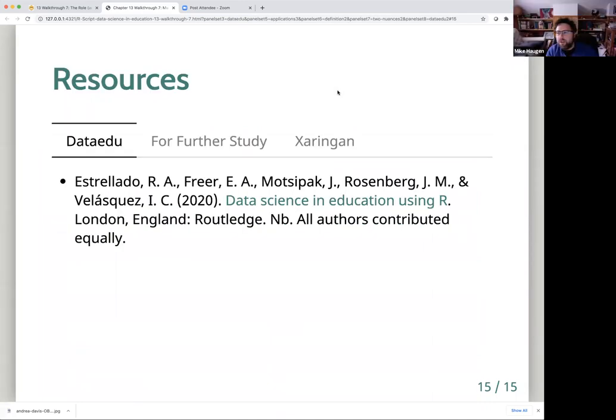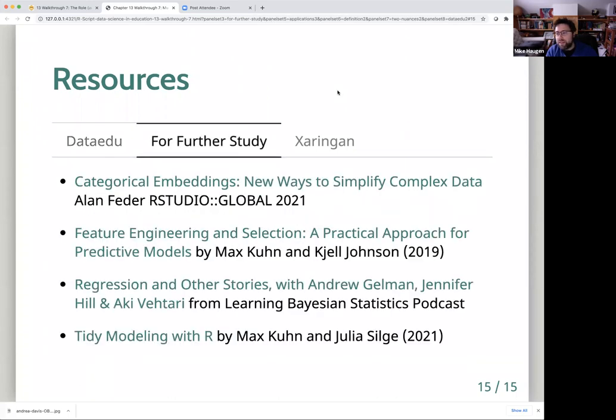All right, so I'm going to go over my further study, I've got a couple things here. And I guess this applies to me initially. I didn't have time to go over a lot of these as much as I wanted to, but there's one talk at RStudio Global that stood out to me, Categorical Embeddings, New Ways to Simplify Complex Data by Alan Vetter. It's a 3-minute talk, obviously available online, and there's an embed package.